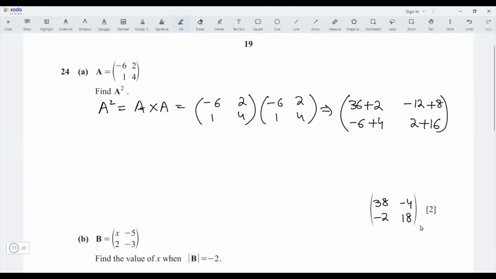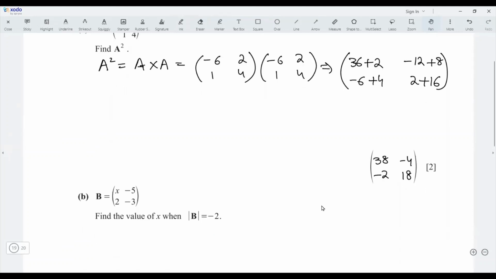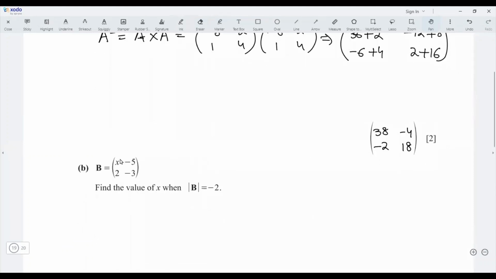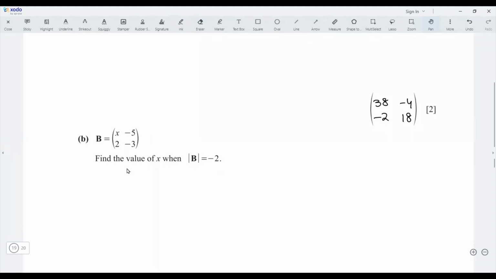You need to understand these types of questions. Otherwise, if you make a very odd mistake here, you will lose your marks. So going towards part B, in part B, one of the unknowns is given in the matrix and the determinant is given. This is basically a determinant. So to find the determinant, we can write |B| equals multiply the numbers diagonally.